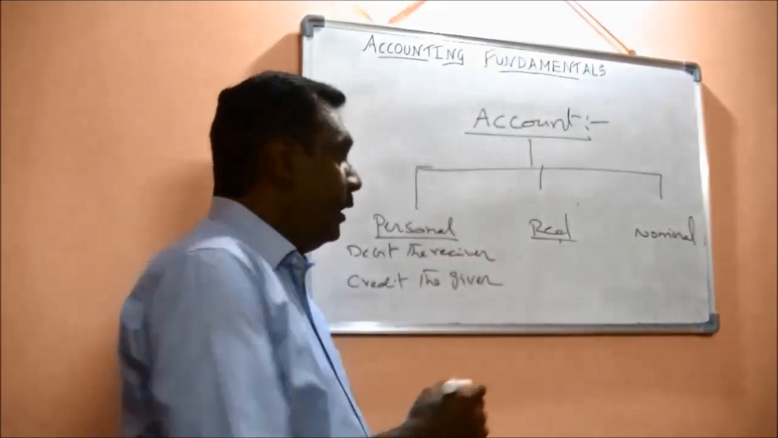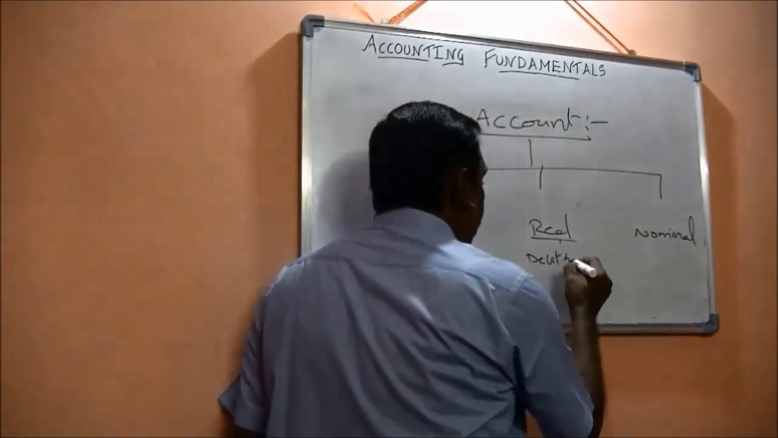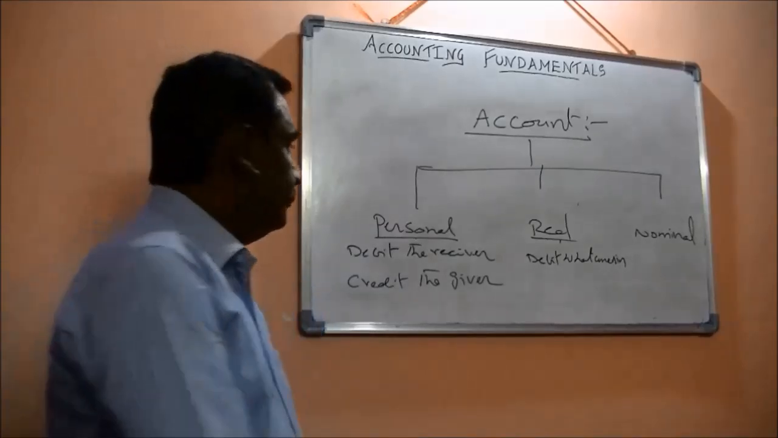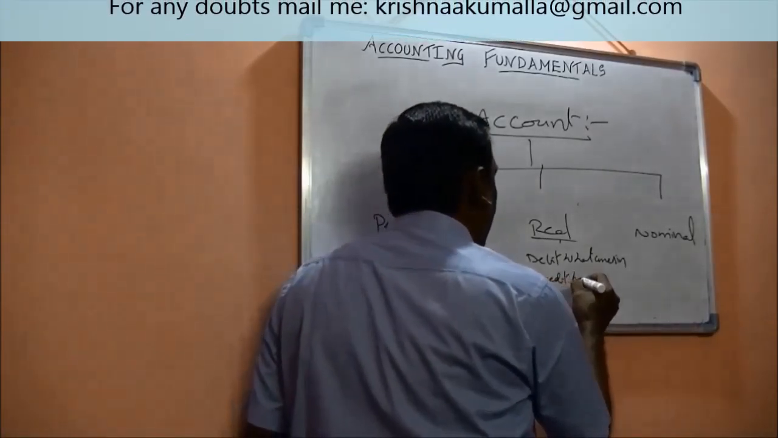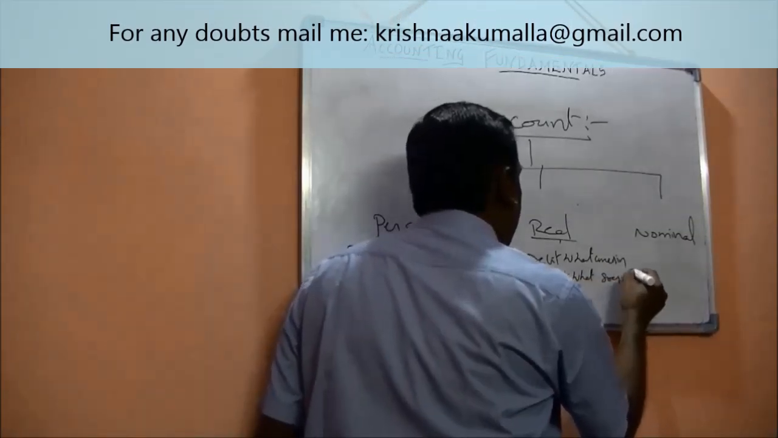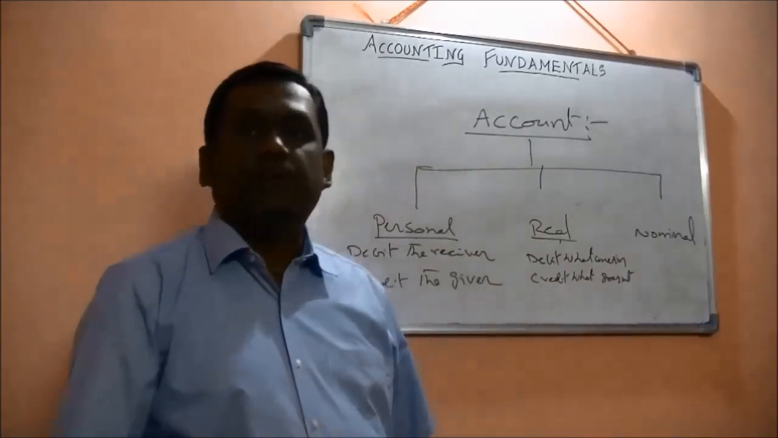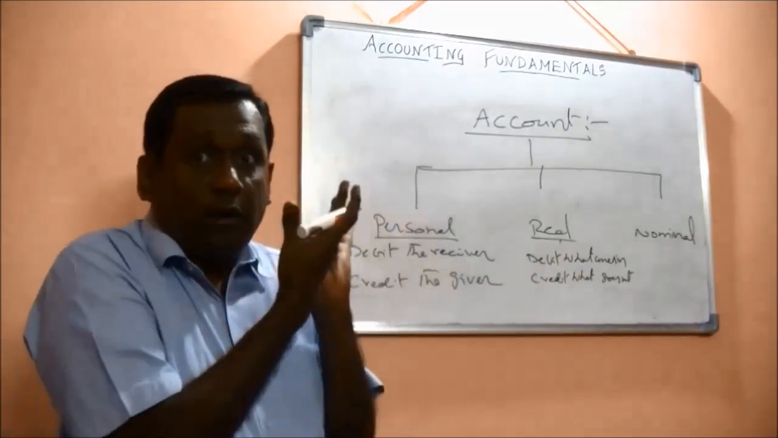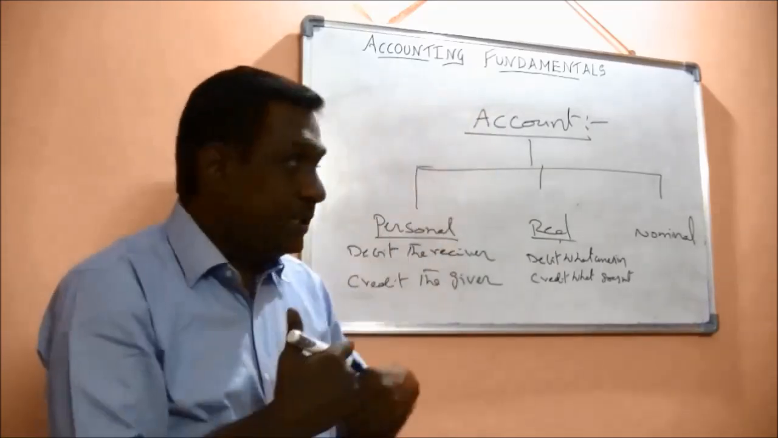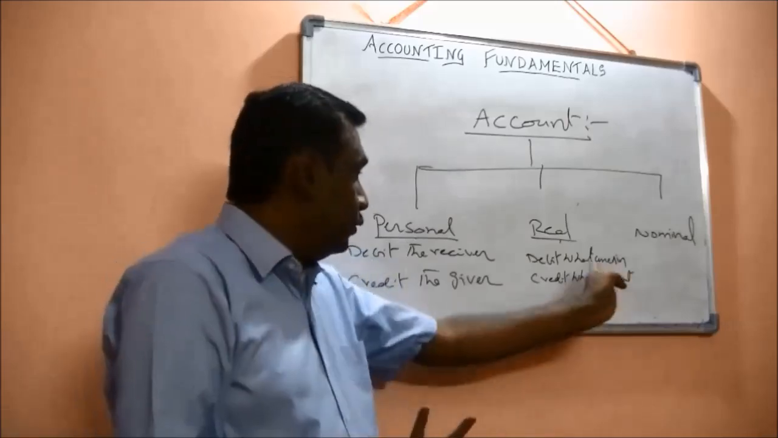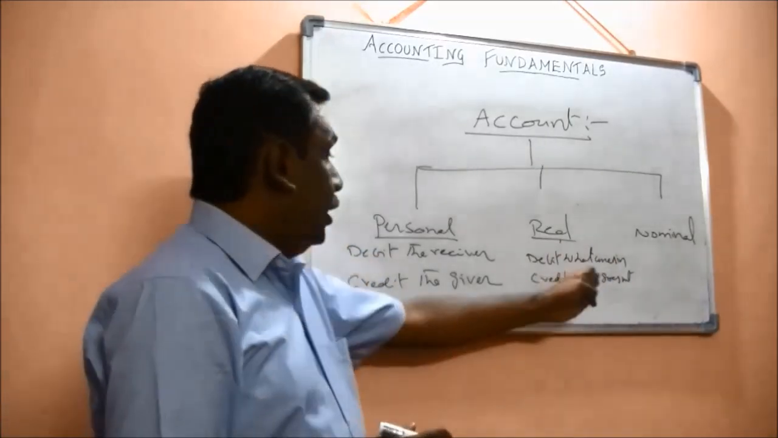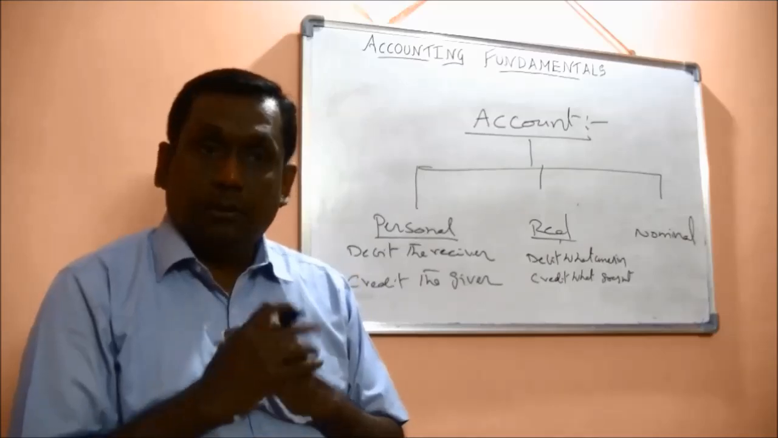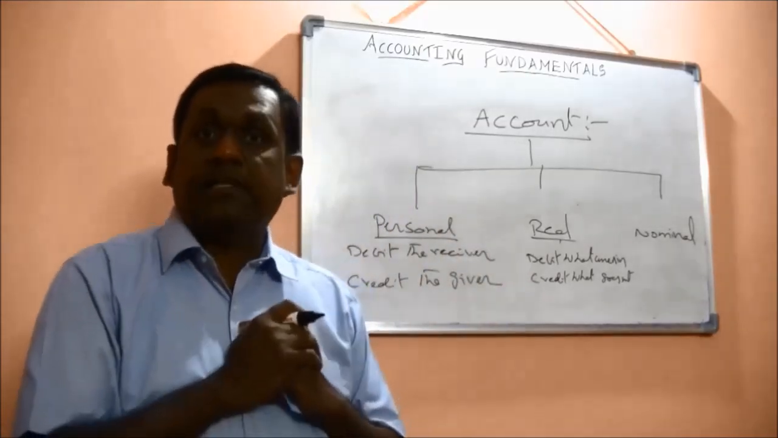Real account. Debit what comes in. Credit what goes out. Comes in is a receiving aspect. Goes out is a giving aspect. So, you should not forget about the transaction aspects there. Receiving aspect is a debit. Debit what comes in is a receiving aspect. So, you are debiting. Credit what goes out. Goes out, giving aspect is a credit. So, golden rules are derived from your transaction definition.